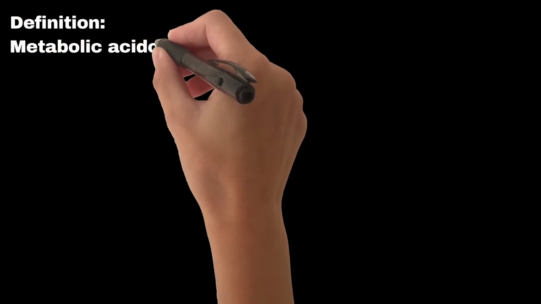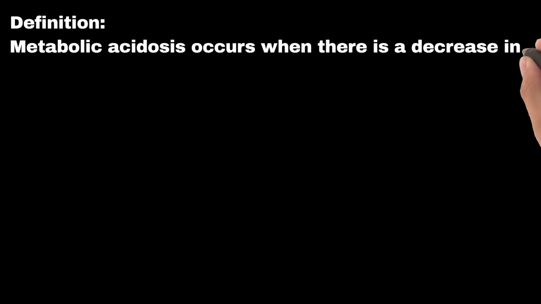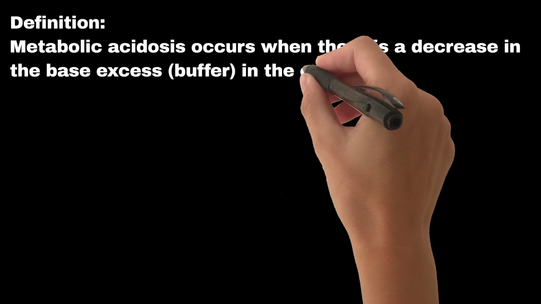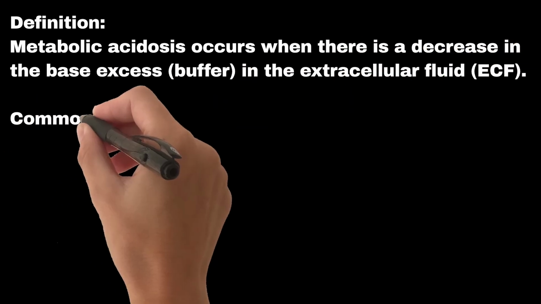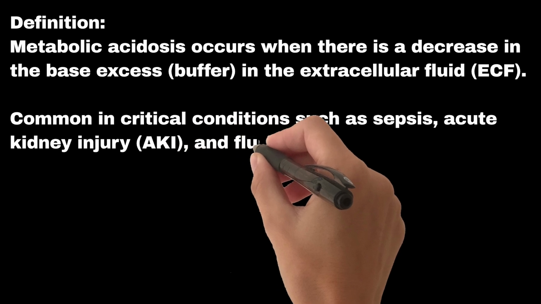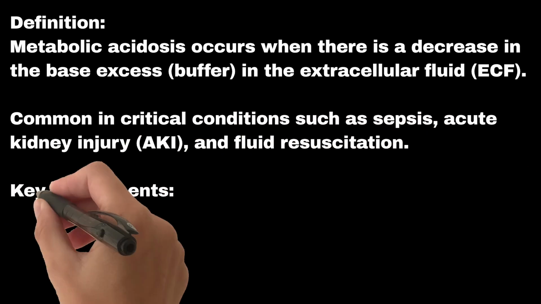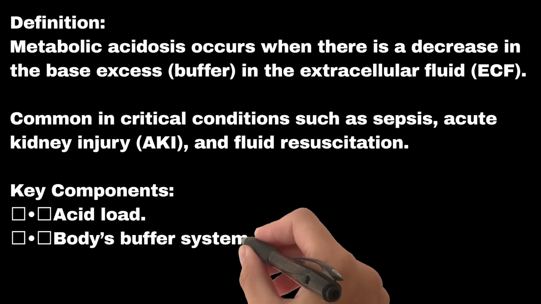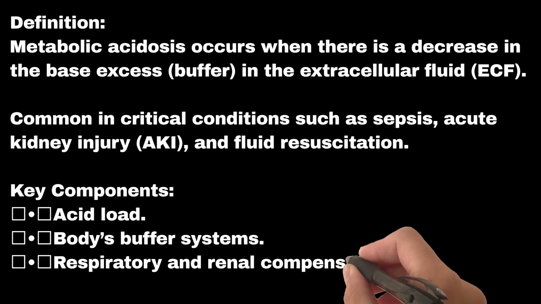Metabolic acidosis occurs when there is a decrease in the base excess in the extracellular fluid. It's common in critical conditions such as sepsis, acute kidney injury and fluid resuscitation. Its key components are acid load, body's buffer systems, respiratory and renal compensation.